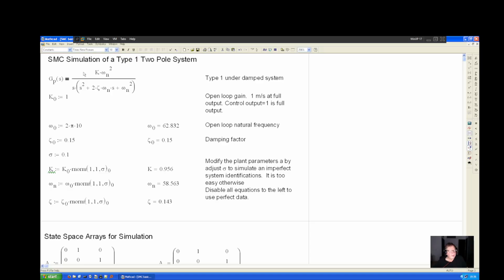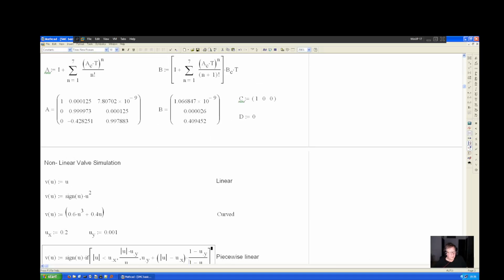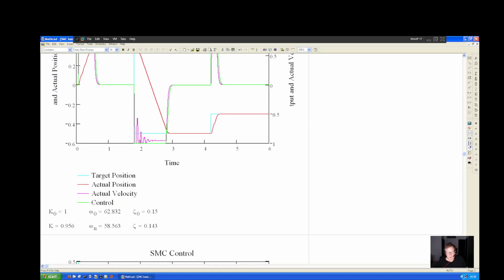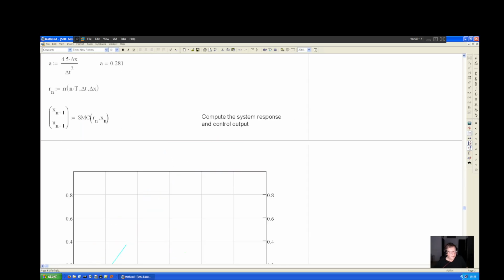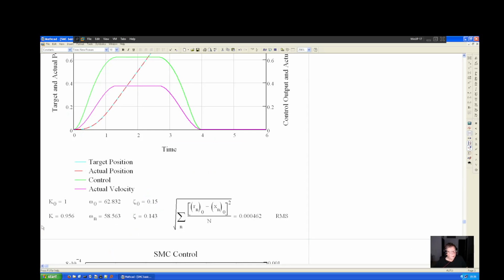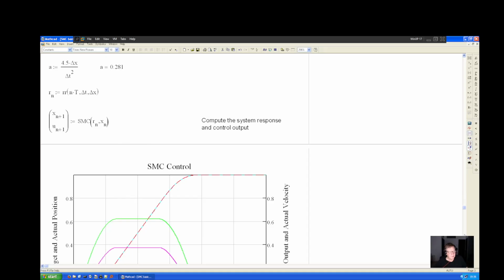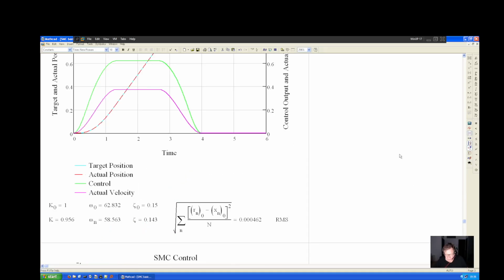So again, this is the plant that I'm using, the gains, and then I'm changing the parameters. Let's change the parameters a little bit so you can see how that works. Let's go on down. This is the original parameters, and this is after they're modified. Let's just do a Control F9, which changes the simulation.